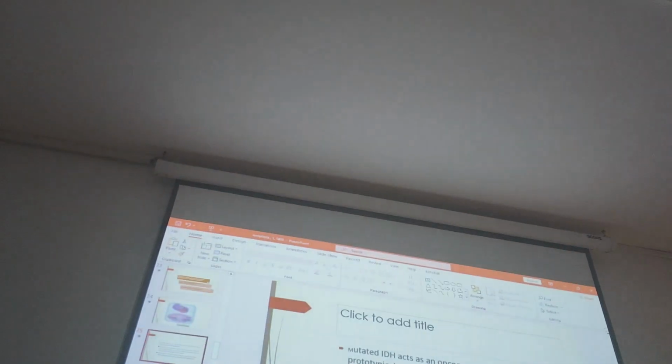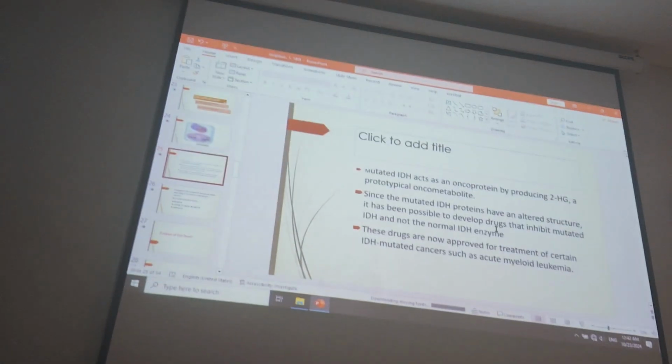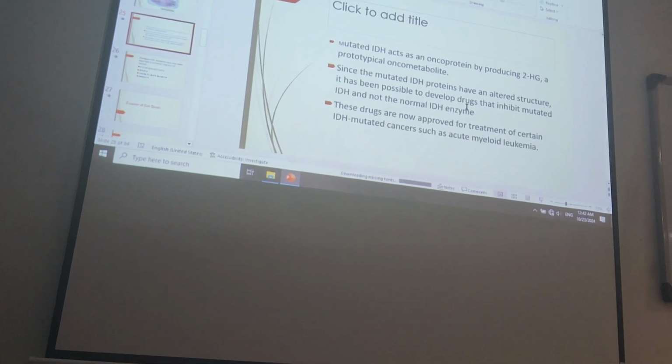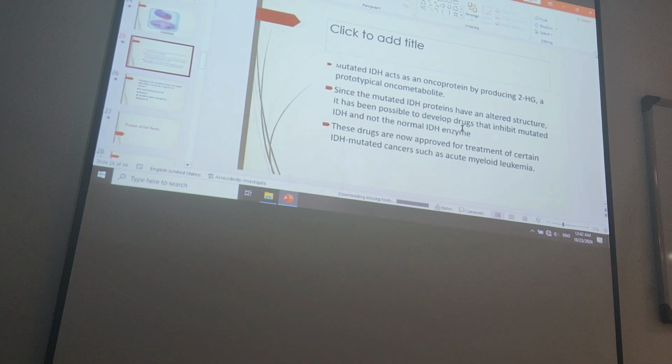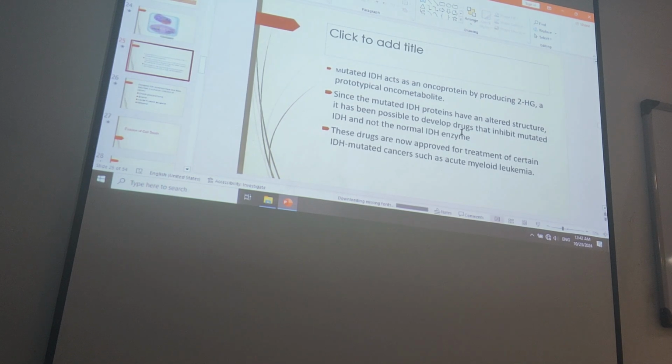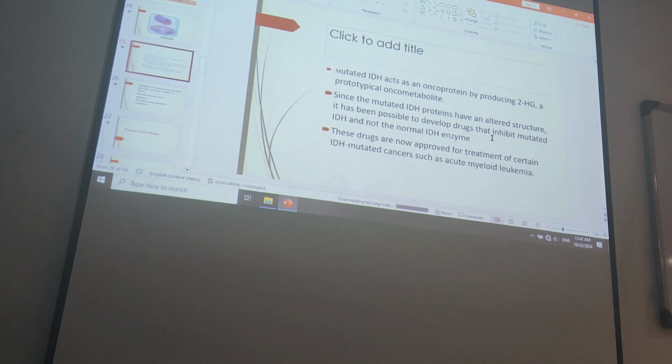This is very important because we want to find the molecular structures and any metabolisms and any pathway in cancer cells, finally for finding the drugs, for finding targeted therapy for treating the malignancy and neoplasia. So this is very important because the mutated IDH protein has a different structure from the normal IDH.